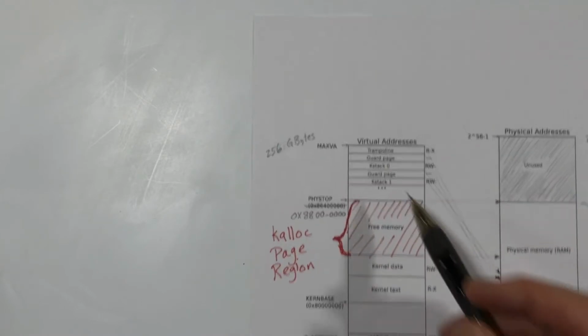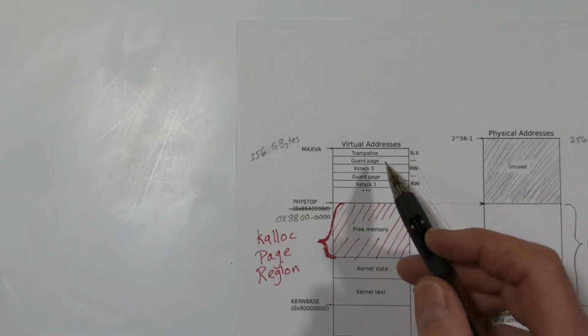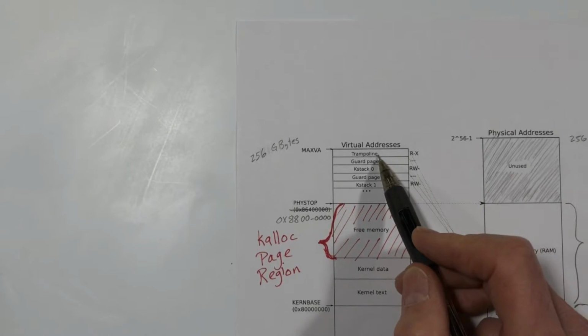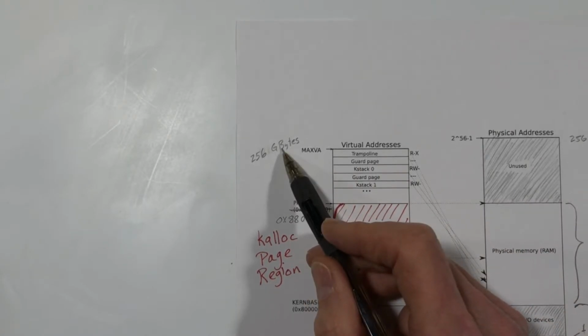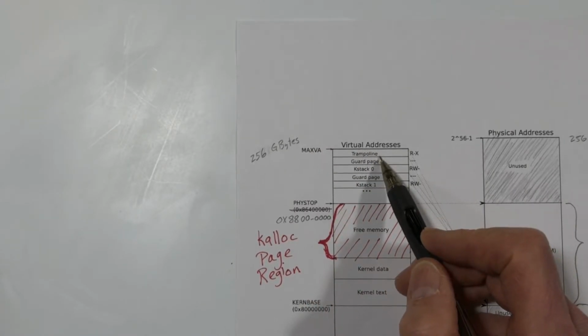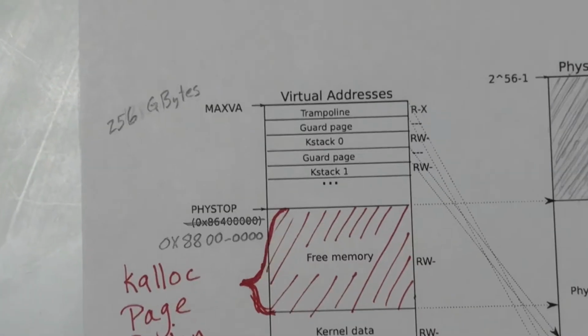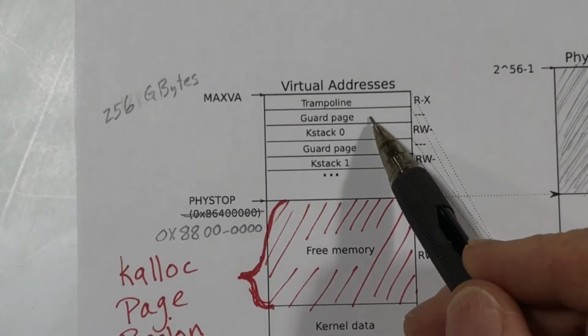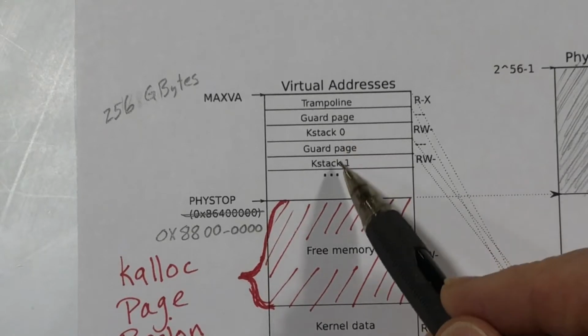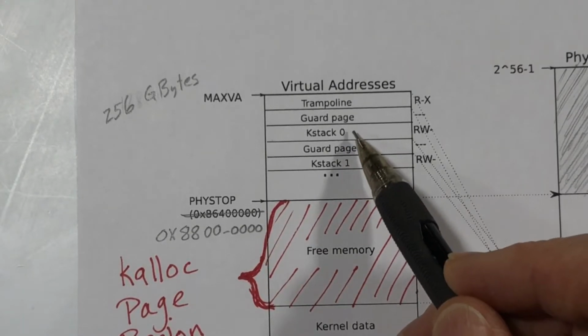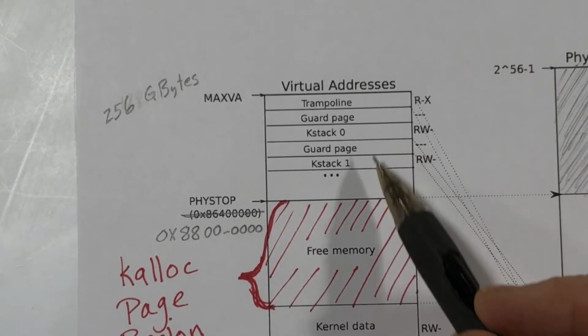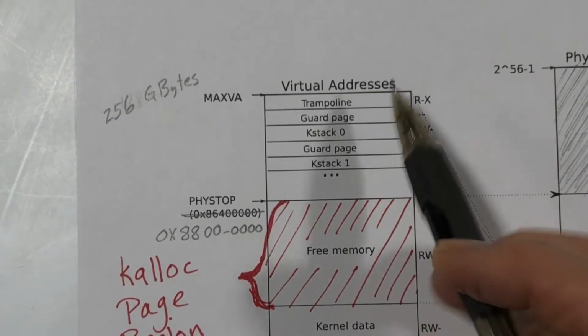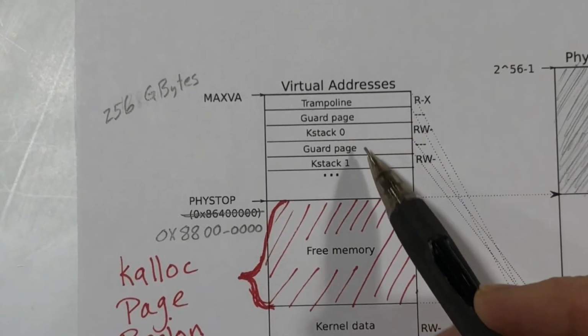Now the other thing we want to talk about is what's going on up here. At the top of the virtual address space, at 256 gigabytes, minus one page, we have the trampoline page. And then we have a number of pages called stack pages, kernel stack pages. There is one for each user process, so there are 64 of these things. All of these pages, the trampoline and the stack pages, are separated by a guard page.